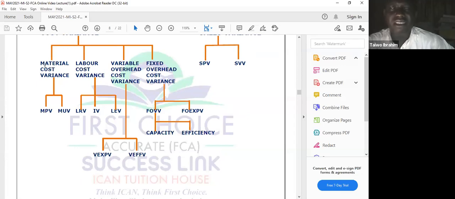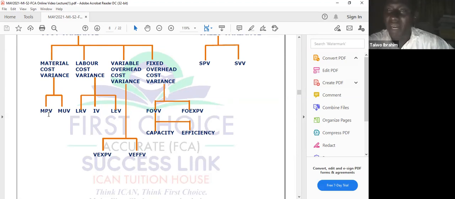What is it about the material cost that can affect the total cost of material, the total cost of the organization, and the profit? There are two things about the materials. The two things are either the price you are buying the material or the quantity of the material you are using. The variance in the price is the material price variance, while the variance in the usage is the material usage variance. In a nutshell, if you are finding a variance in material, it can be that the price you are buying the material at is more or less than the price you actually bought it at.